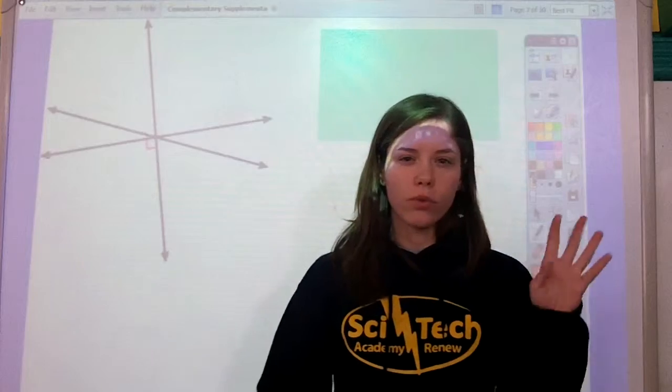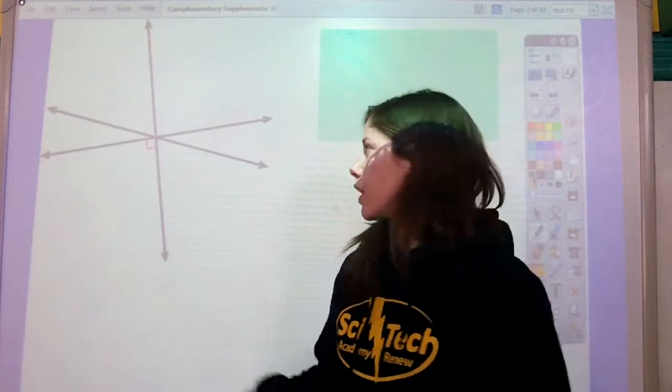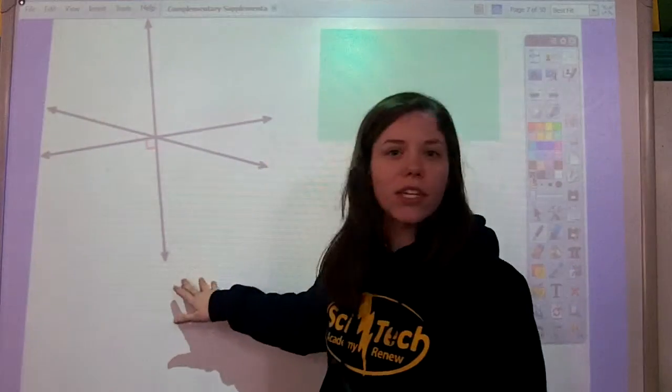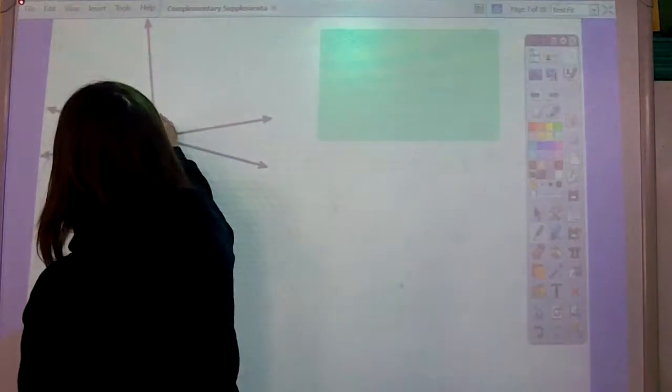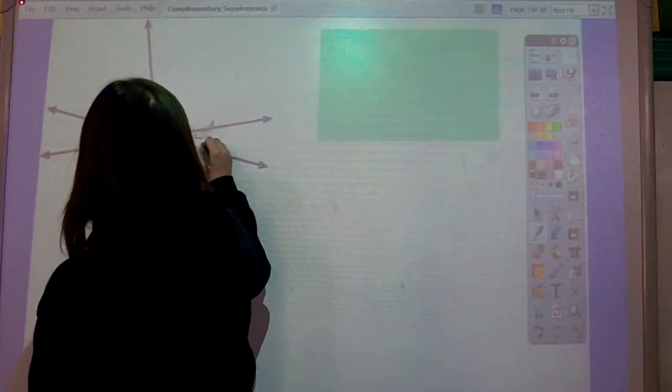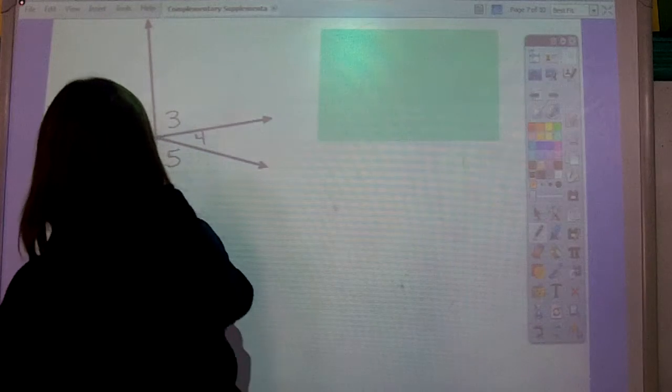I'm going to show you 4 vocab words that can be used to describe this, and I think it'll make a lot more sense. First thing I want to do is I'm just going to go through and number this, so you know what angle I'm talking about.